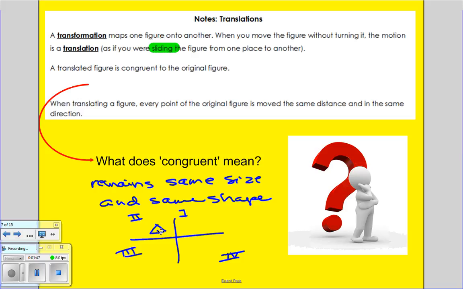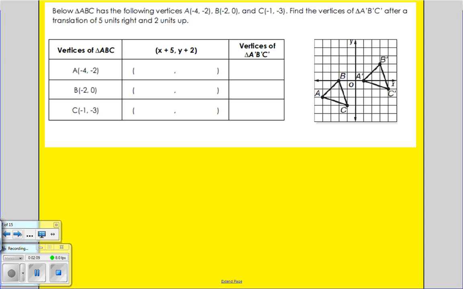If I want to slide this triangle from quadrant 1 to quadrant 4, I'm going to be able to map it by saying, okay, every single point on this triangle is going to go 7 over and 7 down. And if every single point goes 7 over and 7 down, then I'm going to have the exact same triangle in a different quadrant. Okay? That is a translation.